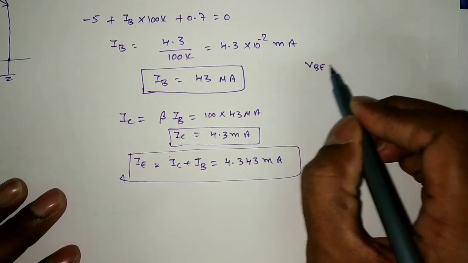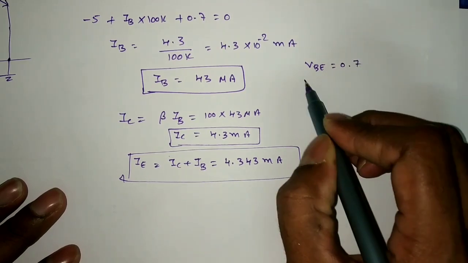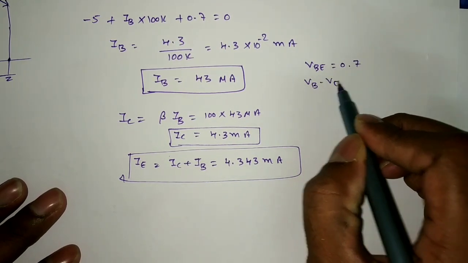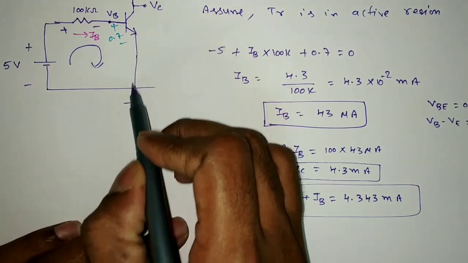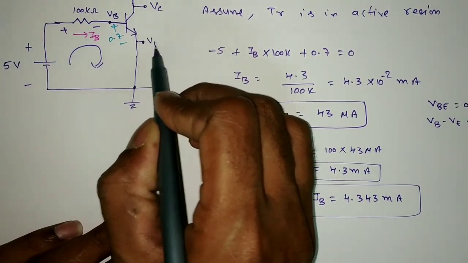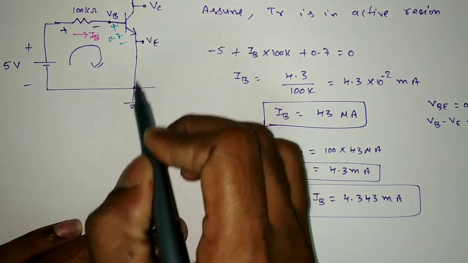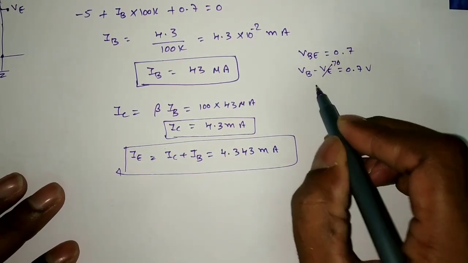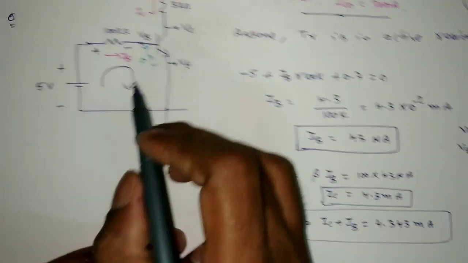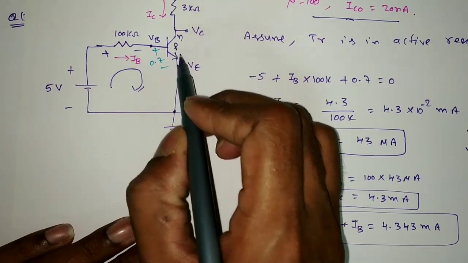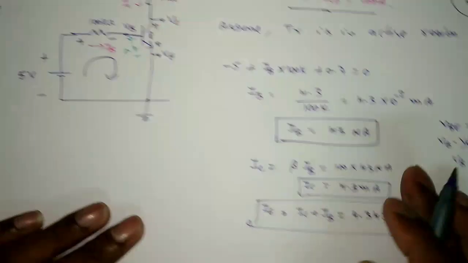We already assumed VB is 0.7 volt. So how can I write VBE? VB minus VE is equal to 0.7 volt. So see here, the emitter terminal is connected to ground. So what is the emitter voltage? That is ground, that means 0. So what is VB? 0.7 volts. That means VB is greater than VE. So NPN. So this PN junction is forward bias.